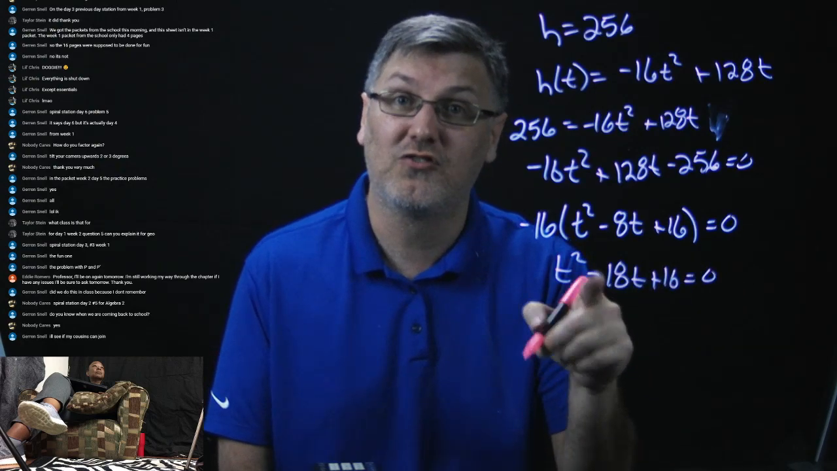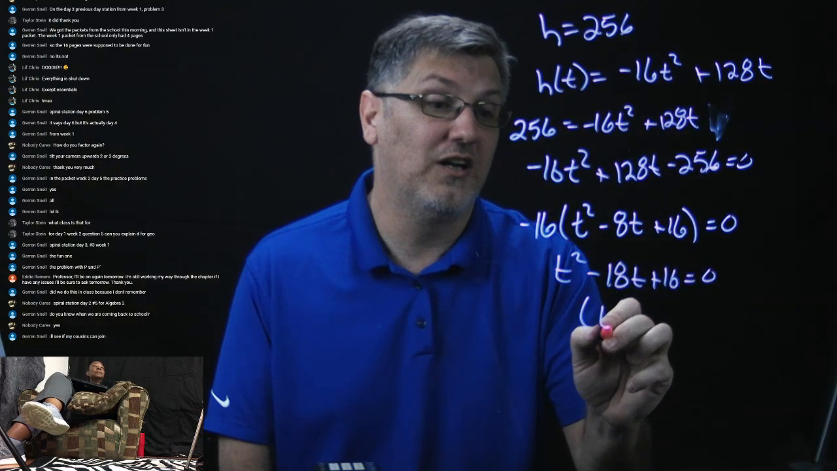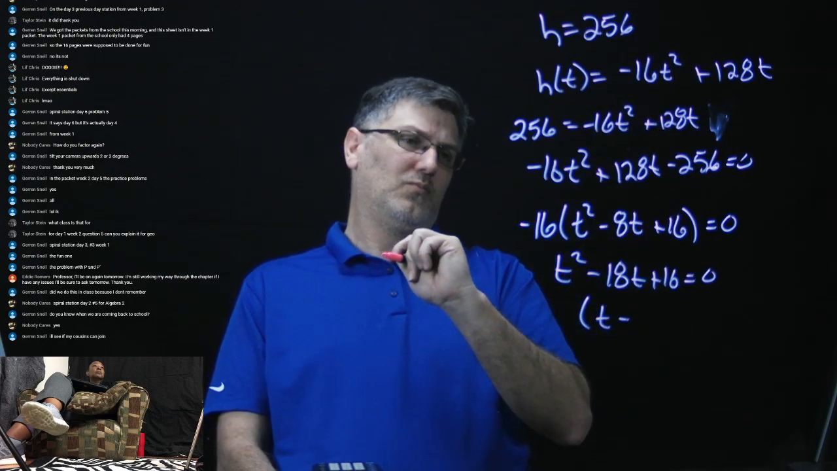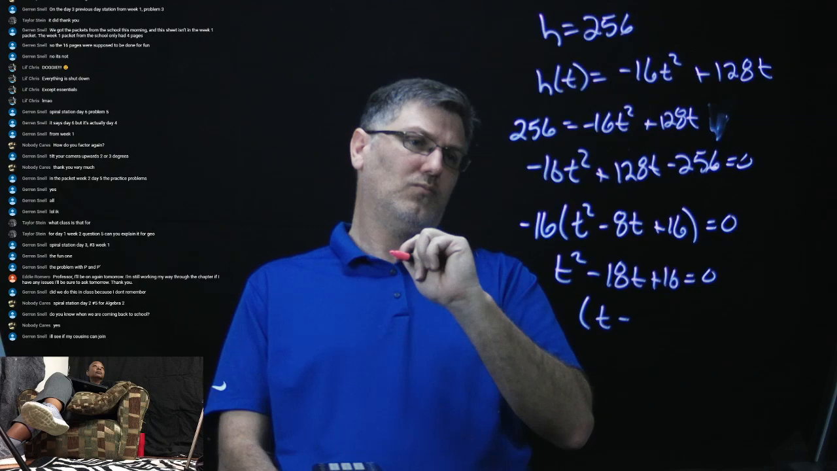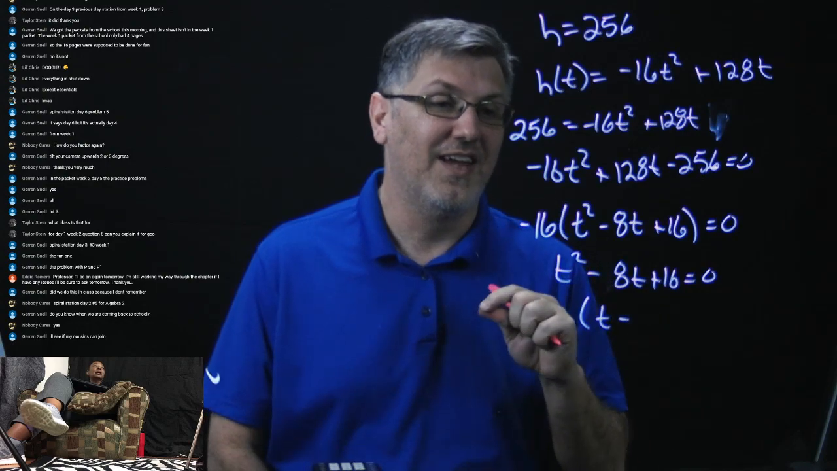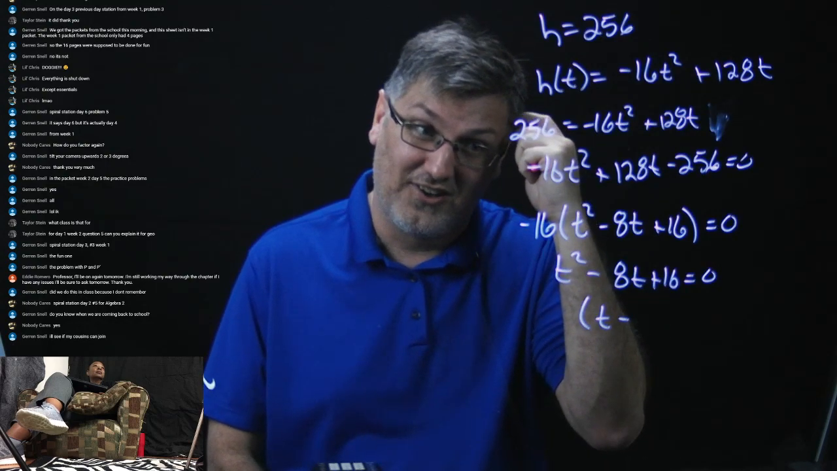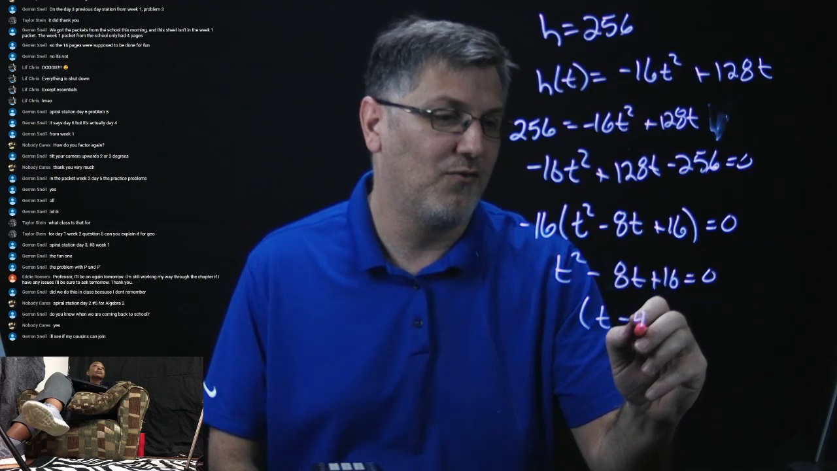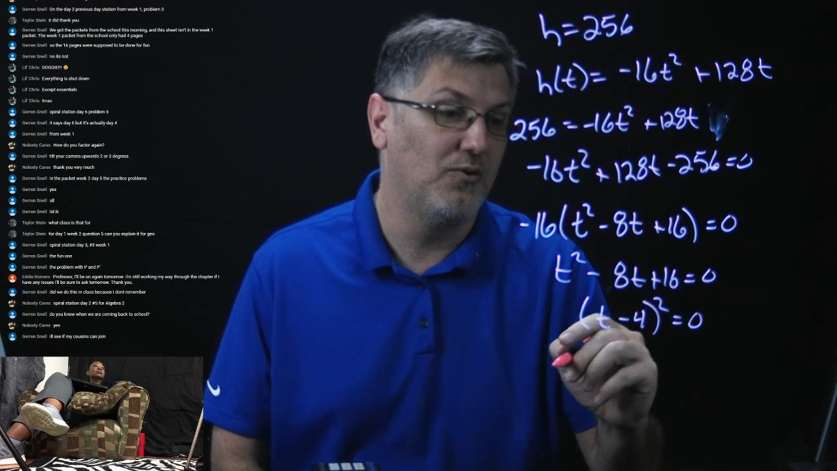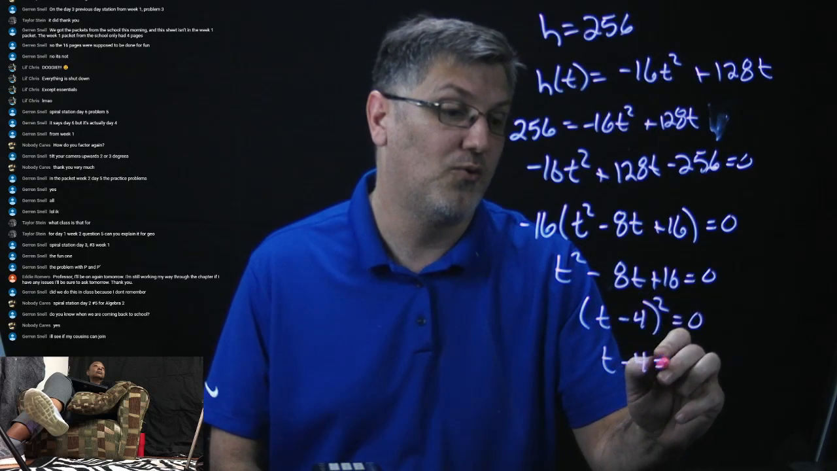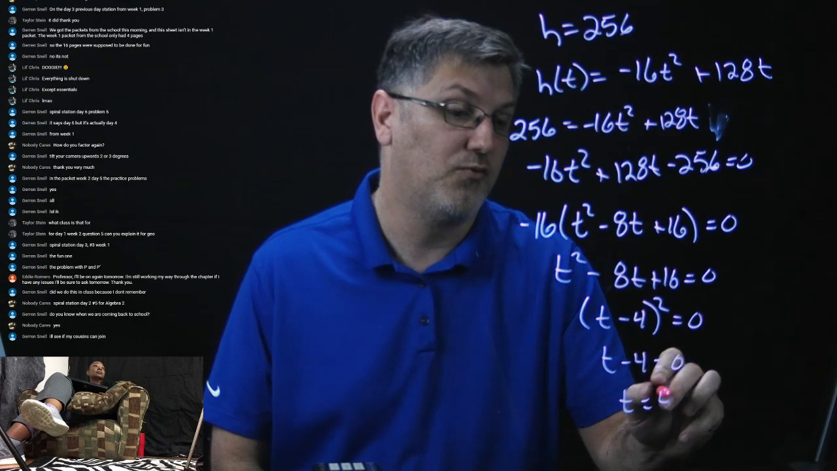Hey, this factors. So I get t minus... Oh, it's not 18. I wrote it wrong. Yeah, it's 8. I was like, oh, it doesn't factor. No, I wrote it wrong. Be careful when you write. So t minus 4 squared equals 0. Take the square root of both sides. The square root of 0 is just 0. So t minus 4 equals 0. Therefore, t equals 4 seconds.